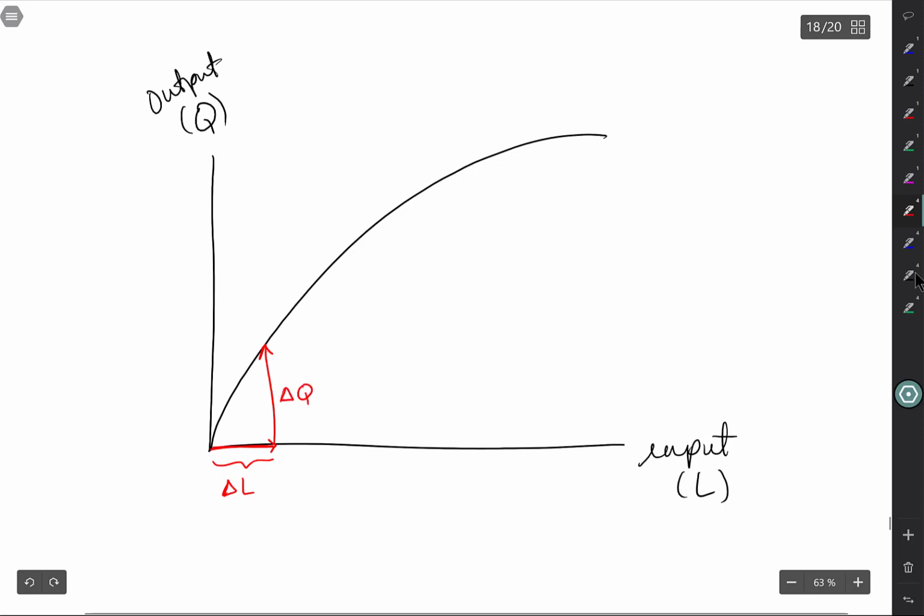So again, change in input, change in output, right? So that's the additional output. That vertical red line is the additional output we get from that additional input.